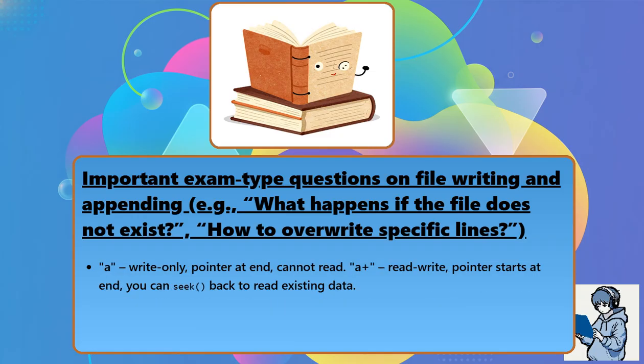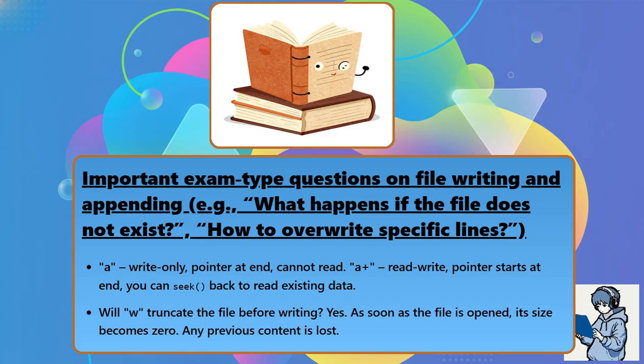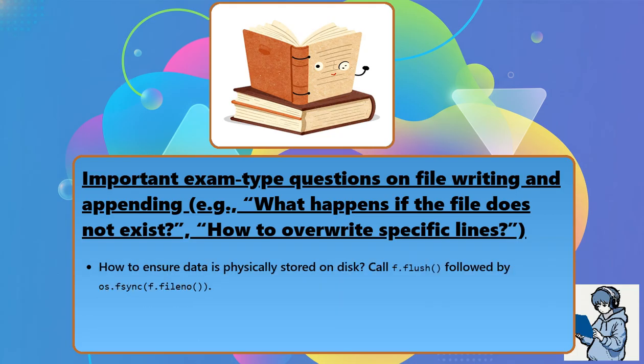Difference between w and a+. w is write only, the pointer is at the start and you cannot read. a+ is read-write, the pointer starts at the end and you can seek back to read existing data. Will w truncate the file before writing? Yes. As soon as the file is opened, its size becomes 0 and any previous content is lost. How to ensure data is physically stored on disk: call flush on the file object, then call os.fsync with the file descriptor obtained by fileno.